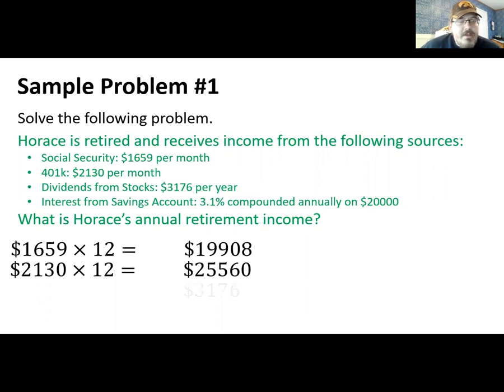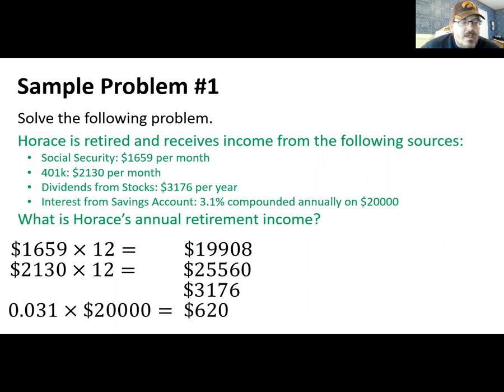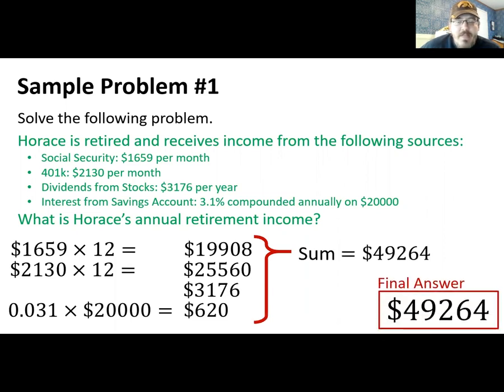For the dividends, there's no calculation there because we know that's on a per year basis, so that's an annual amount, $3,176. Finally, we want to calculate the interest on the savings account. Since it's compounded annually, we don't have to do anything super fancy. We just take the investment times the interest rate, written as a decimal, so 0.031 times 20,000. He's getting $620 in interest on his savings account. To figure out his annual income, we add it all up, find the sum, and when all is said and done, Horace is earning about $49,264 per year in retirement income.